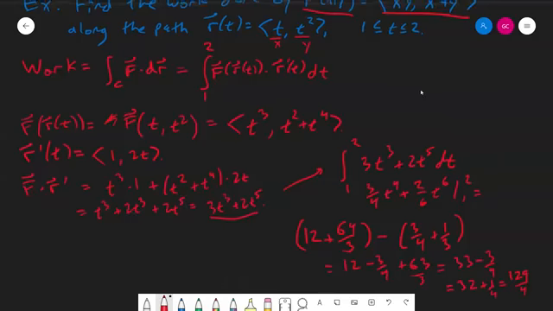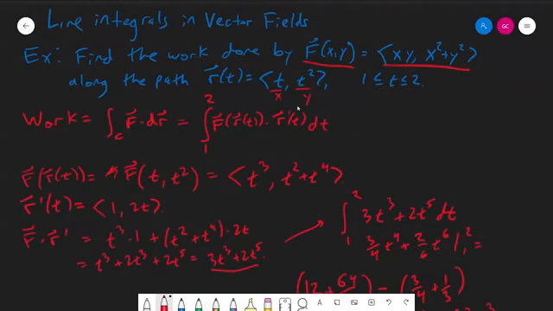Okay, so finding the work done by a force field along a path is pretty straightforward if the path is given to you. And what we'll see next time is how to deal with it if the path isn't given to you.